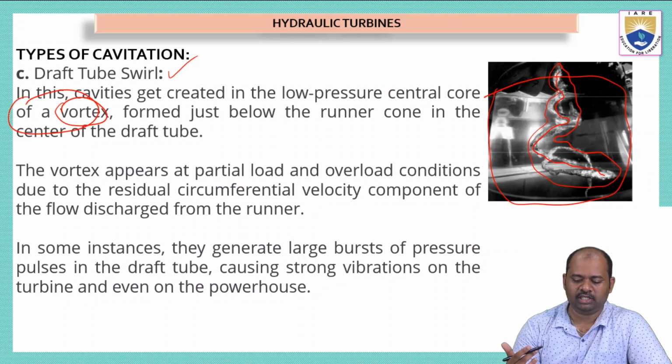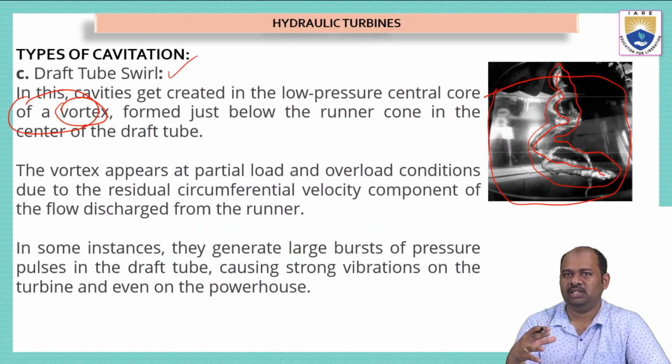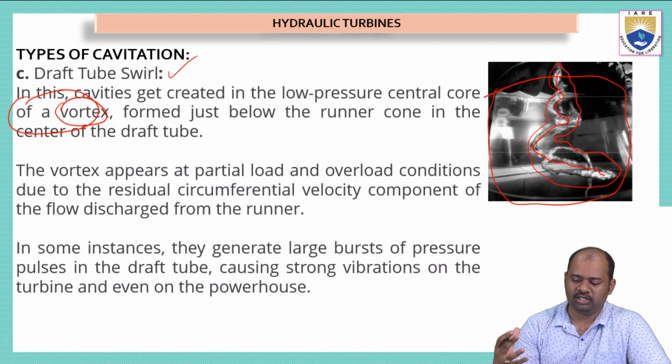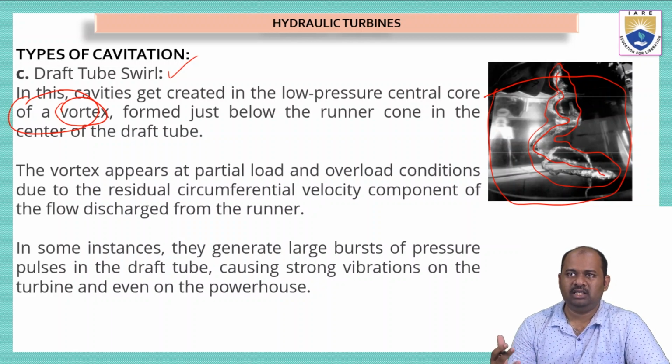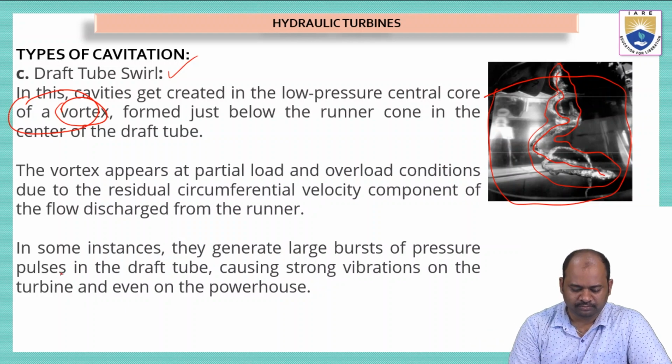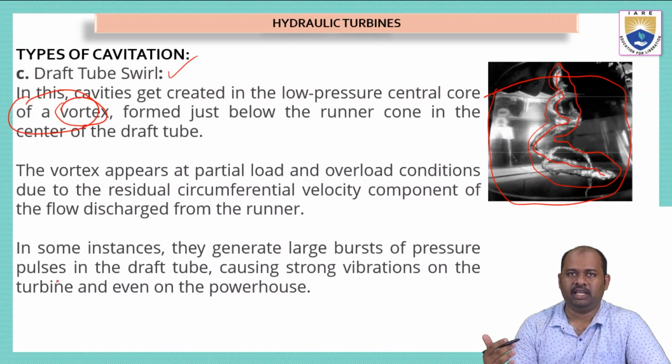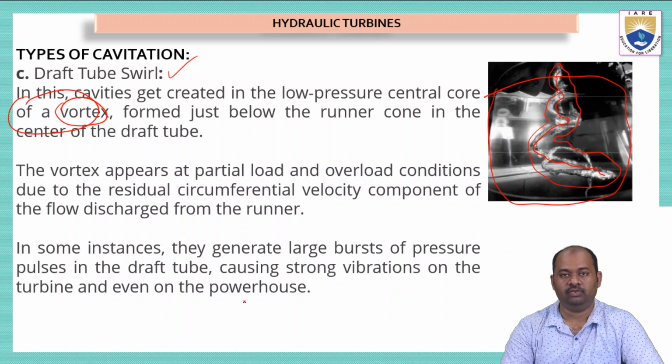Due to this residual circumferential velocity component, the flow discharged from the runner. Due to overloading or partially loading the turbine, the water will be rotating in this direction, and we can see the formation of a vortex. This vortex, where the pressure is very low, may cause cavitation called draft tube swirl. In some instances, they generate large bursts of pressure pulses in the draft tube, causing strong vibrations on the turbine and even on the powerhouse.